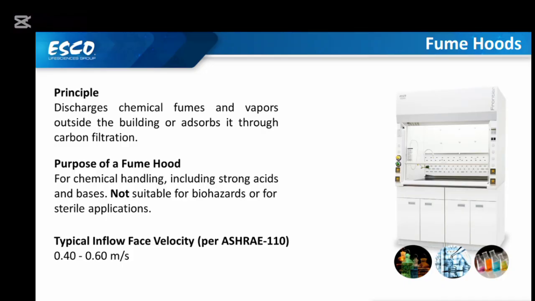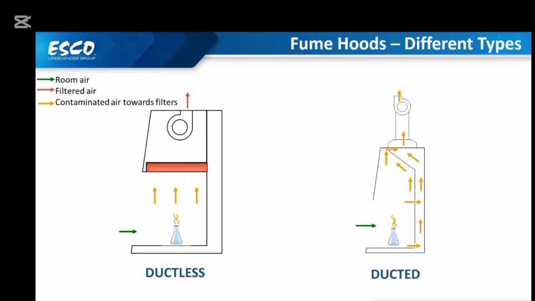0.4 to 0.60 meters per second. ESCO, for example, specifically supplies two main types of fume hoods, ductless and ducted, as I just mentioned. This refers to how the contaminated air is treated before it's exhausted out.